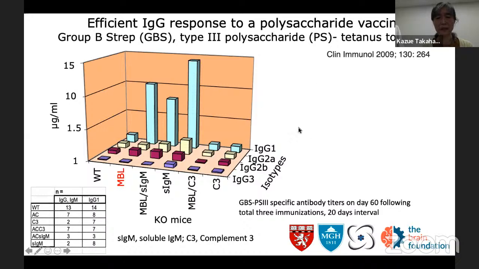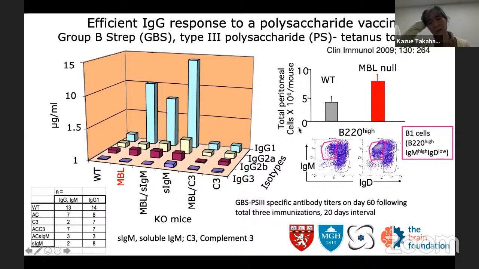And then this increase was in part increased total peritoneal cell number. So peritoneum, that's where we immunized. We used to immunize, and B1 cells were significantly increased in Mbl null mice.